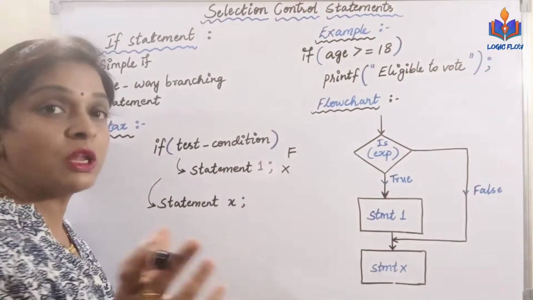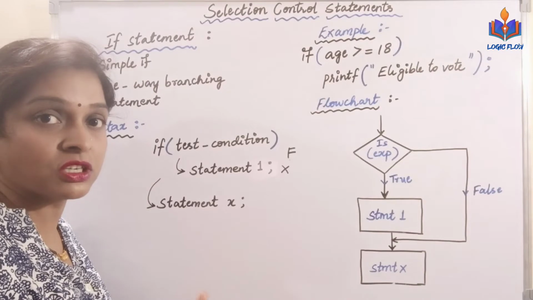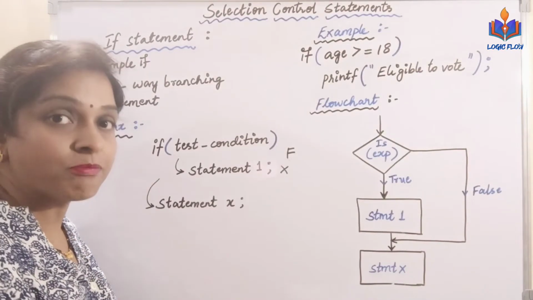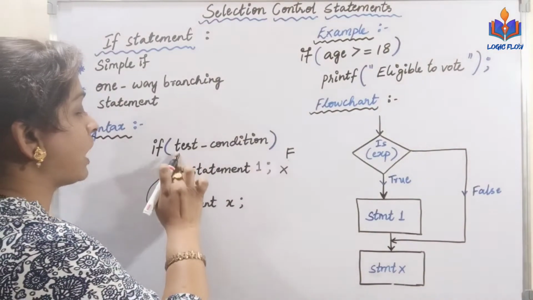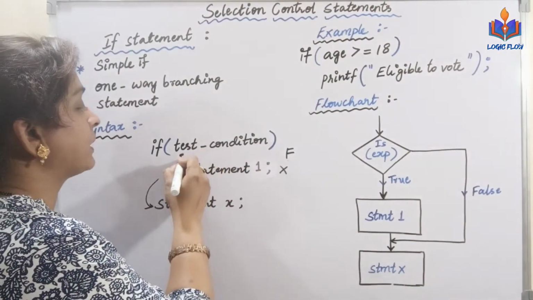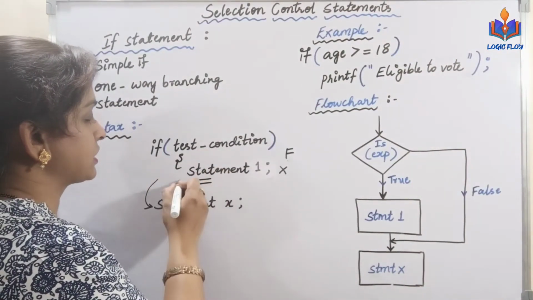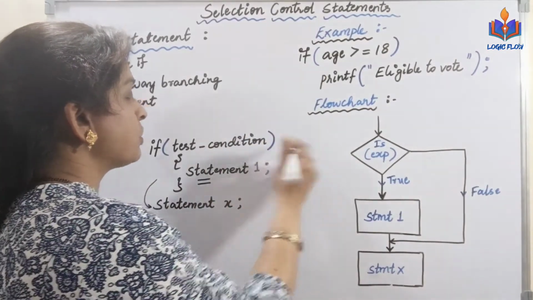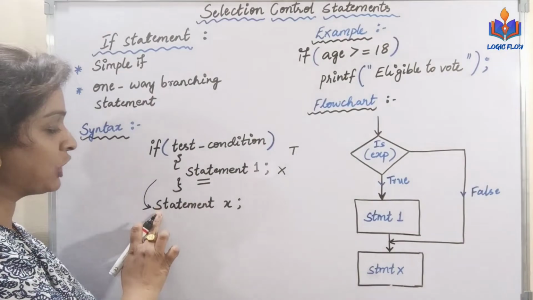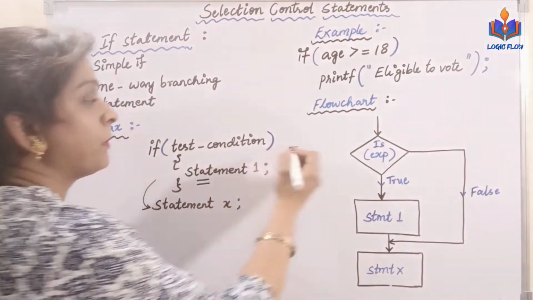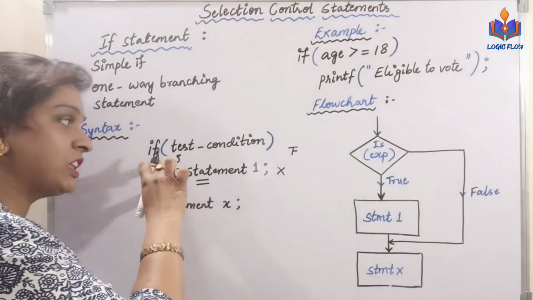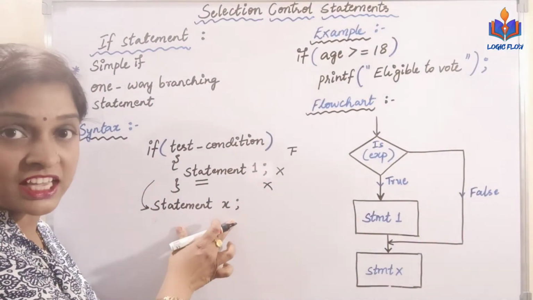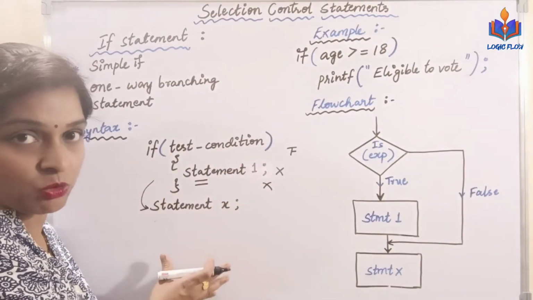If you have only one statement for execution, I need not enclose that with open and close braces. If you have multiple statements, then you have to put the open and close braces. So based on the evaluation of the condition, if it is true, execute this block and continue with statement X. But if it is false, skip this complete block and control will go to statement X. This is the flow of the execution.